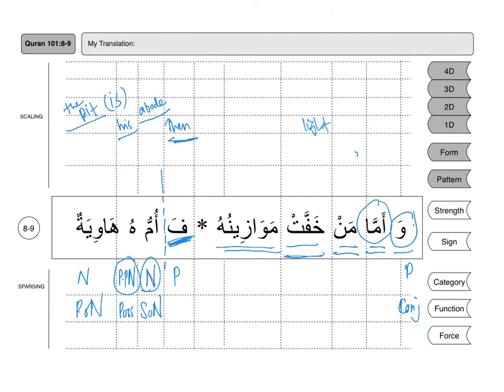Okay, so subject of nominal pushes the predicate of nominal, and this ummu, noun plus personal pronoun, drags the first noun, drags the second noun, which is the pronoun. And this is a watcher, therefore you just put a W there, and that's it for 8 and 9.